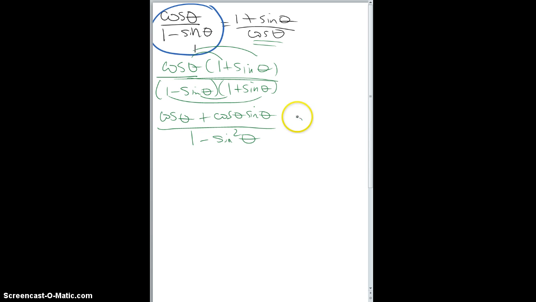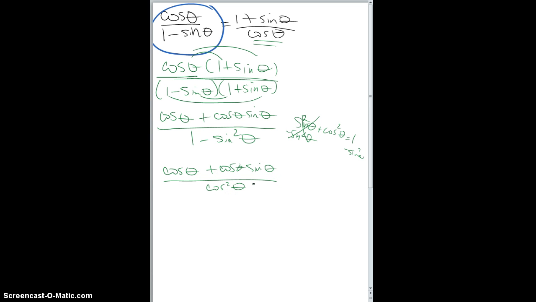If you remember, sine squared of theta plus cosine squared of theta equals 1. So let's see, if I subtract sine squared of theta, you can see that this guy can be replaced with cosine squared. Anytime you see squareds, you're going to think of that fundamental trig identity and maybe do something with that. So I can replace this with cosine squared of theta.